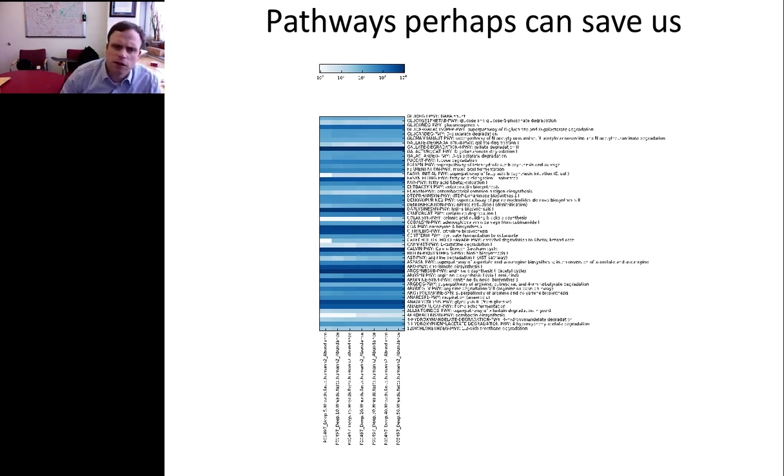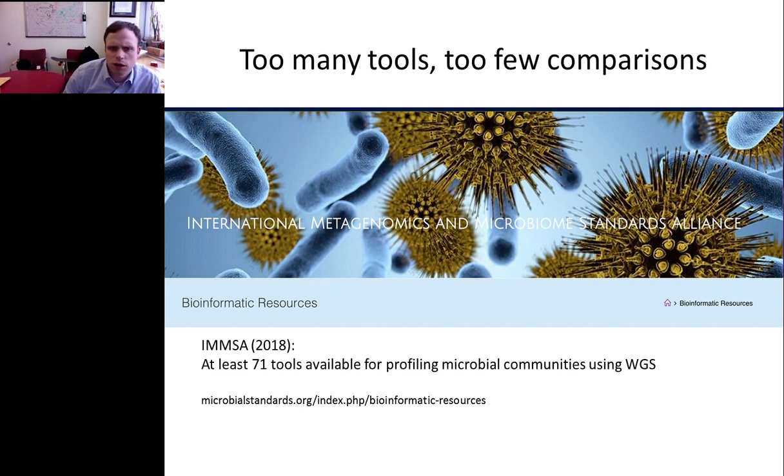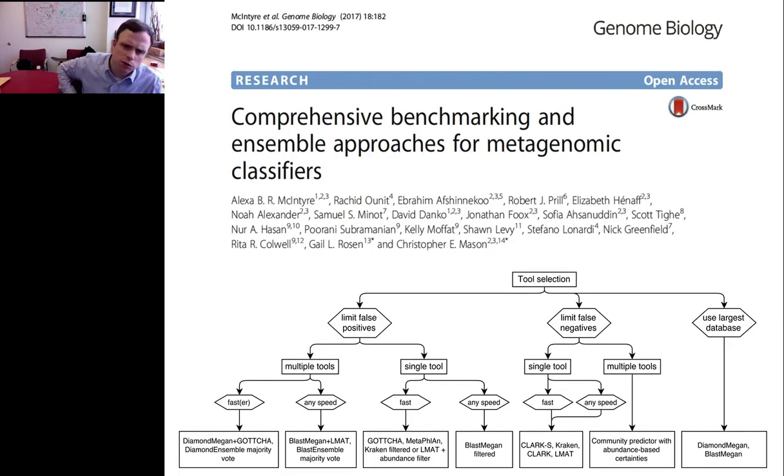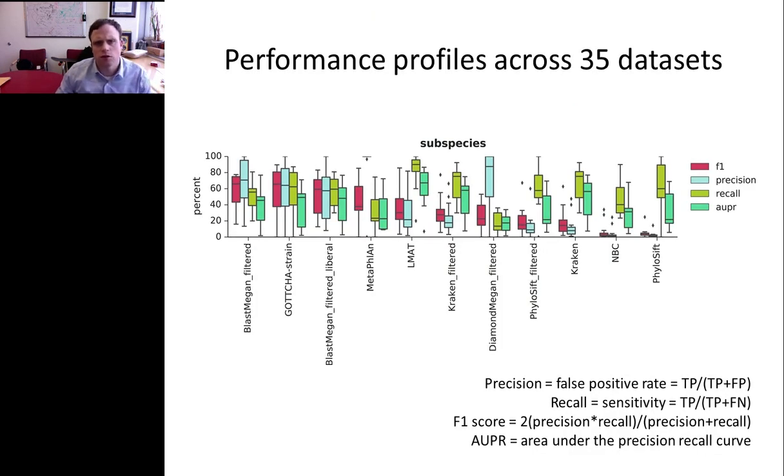This has led to some work through NIST, which is called the Microbial Standards Group, in the International Metagenomics and Microbiome Standards Alliance, or IMSA. To date, we know there are at least 71 computational tools for profiling microbial communities. So we decided to do a comparison with this paper we just published last fall, looking at, depending on what your goal is, are you looking for sensitivity or specificity? What are the key metrics you're looking to measure these classifiers on? This gives you a chart here. But one of the take-home points is that across many of the tools we looked at, if you look at the genus level, it's not too bad.